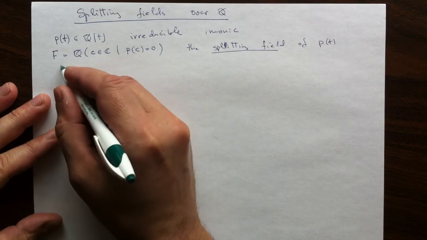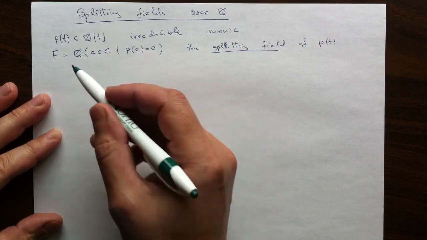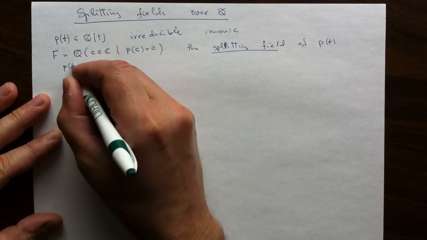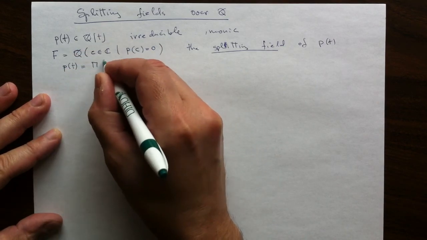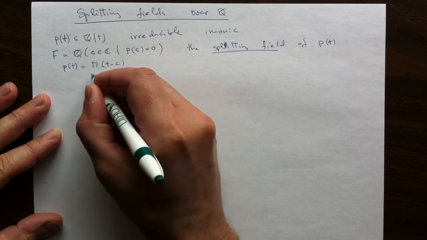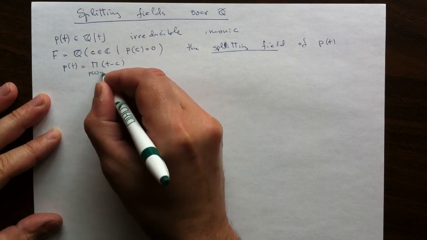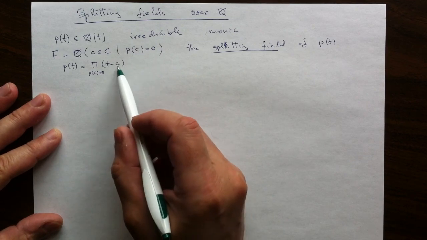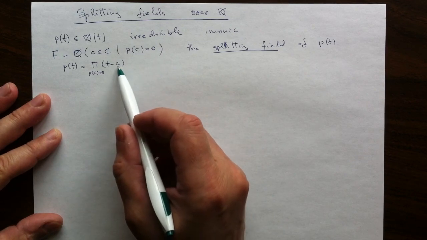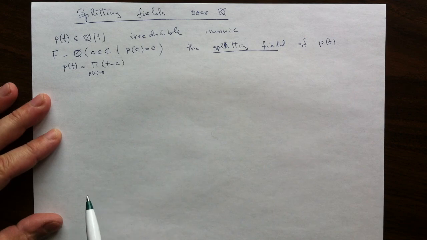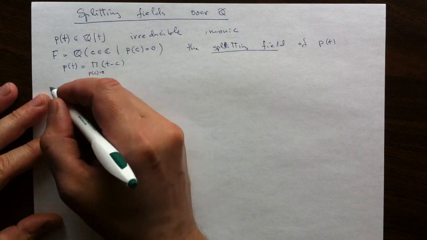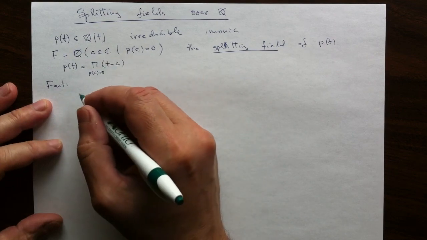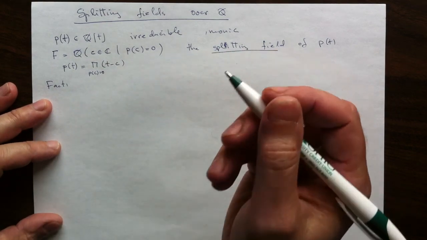simply because using these new numbers, combinations of rational numbers and the roots, we can factor p into the product of linear terms. We just attach to the rational numbers the minimal amount of numbers which would allow us to do that. So the fact which is going to be checked independently is that any splitting field is Galois.